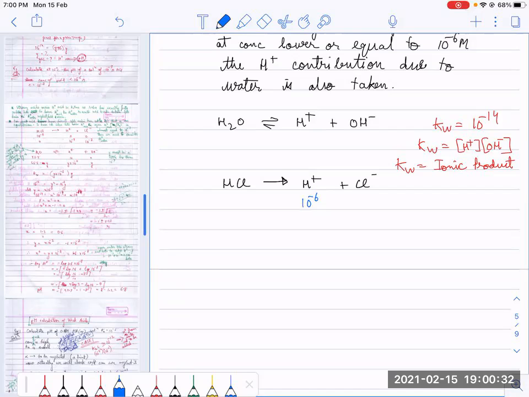So let's say at T is equal to T1, the H plus concentration was C plus 10 to the power minus 6, while the concentration of OH minus was C. Let me write again for you for the sake of simplicity.